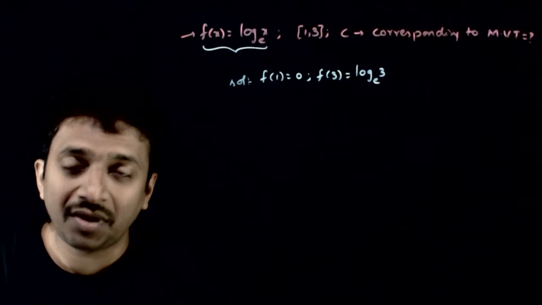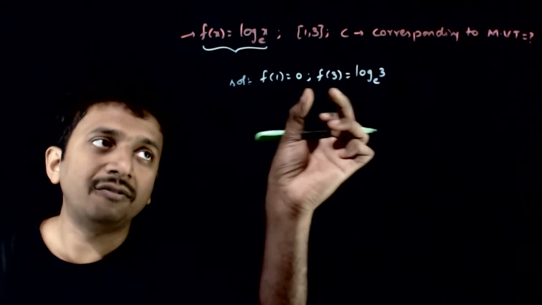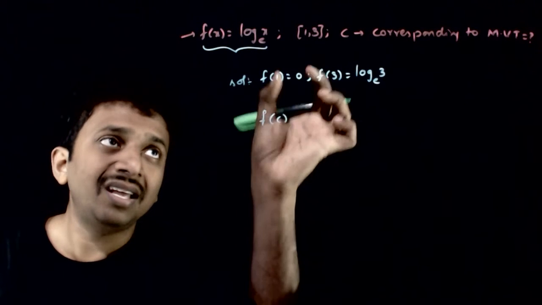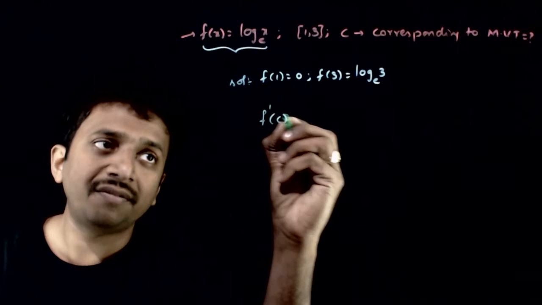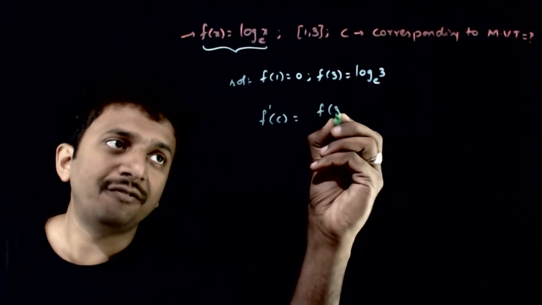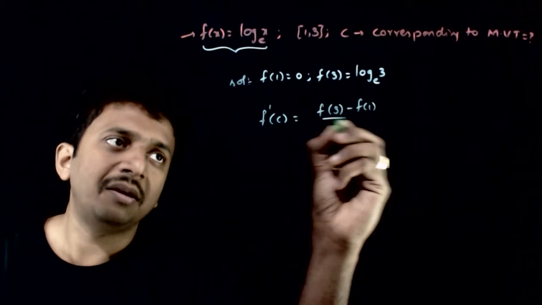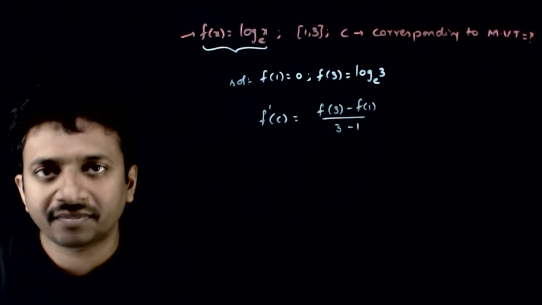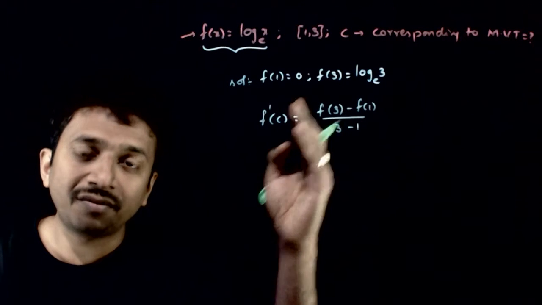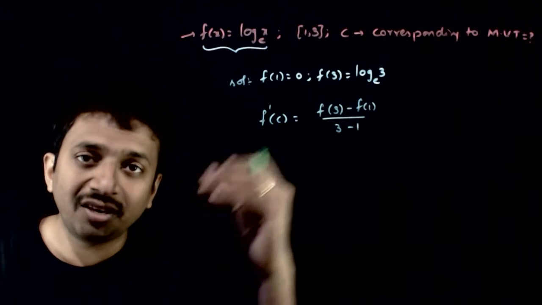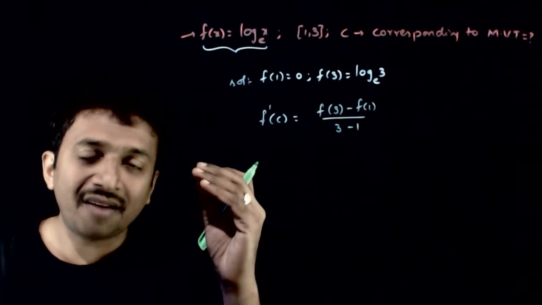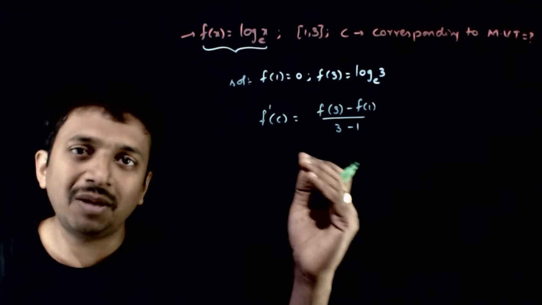And what does Lagrange's mean value theorem say? If you have f of 1 and f of 3, there exists a c in the open interval (1, 3) where f dash of c is equal to f of b minus f of a by b minus a. So if f of a and f of b are given, there exists at least one c in between a and b such that f dash of c is equal to f of b minus f of a by b minus a.